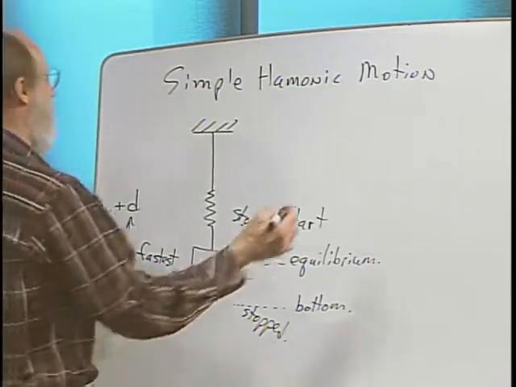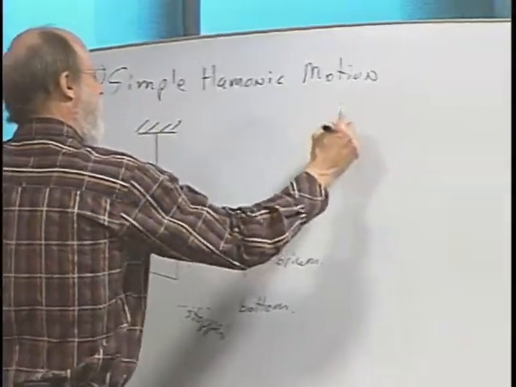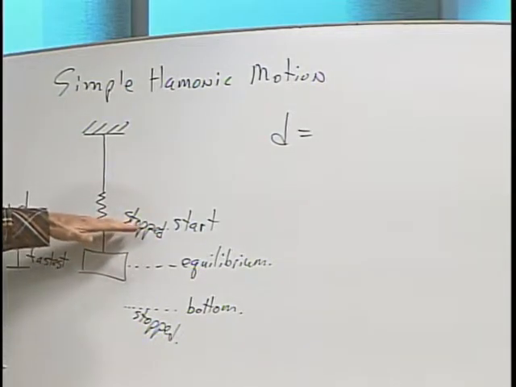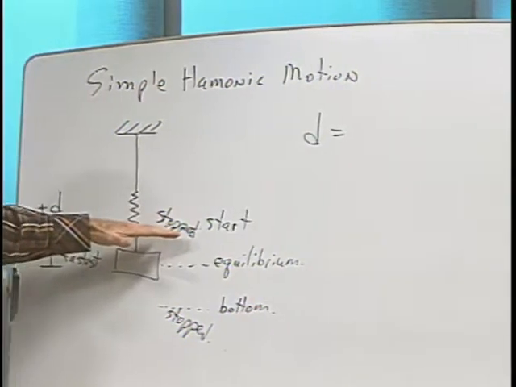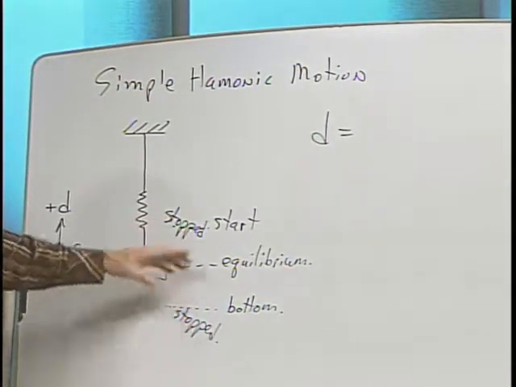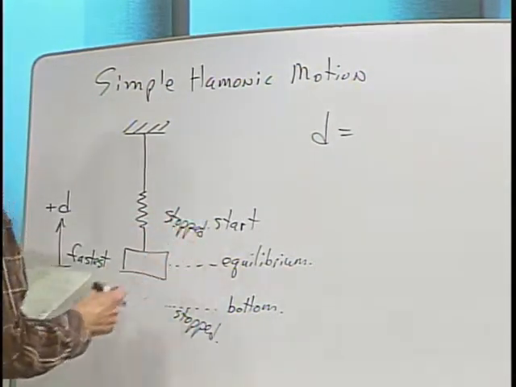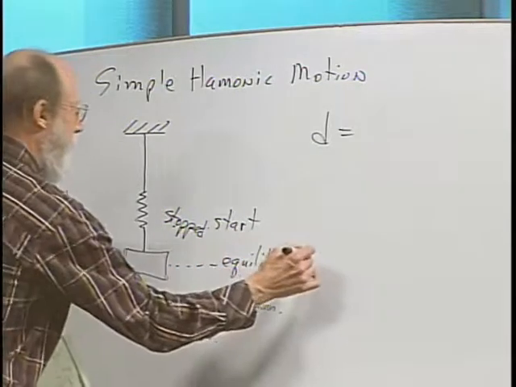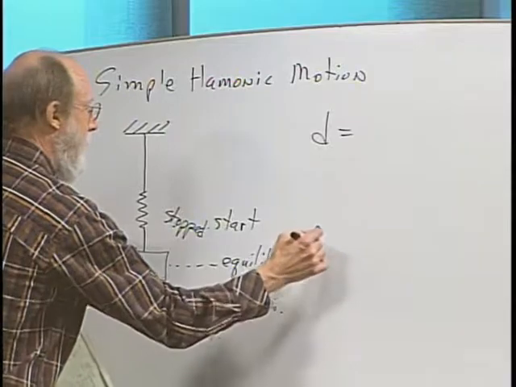So the model that you see in the textbook would be d equals, and what we're going to do is start this thing up here at a certain value, and then it's going to oscillate down. Let's say that distance happens to be, I'll use the same symbol as our textbook does, let's say this distance is A right here.